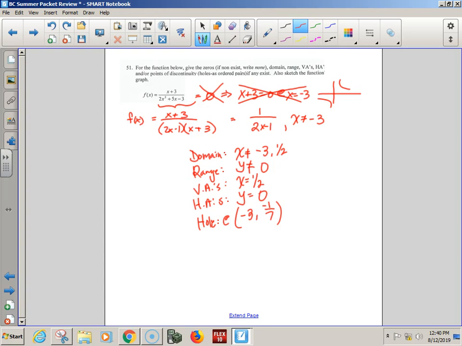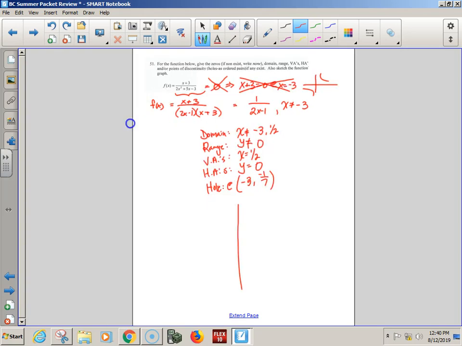Okay, so how do I graph it? Piece by piece. There's my 1, there's my 1/2. I have a vertical asymptote, a horizontal asymptote. The hole is going to be at negative 1, 2, 3 and like some sort of awkward negative 1/7. Who knows? Not me.